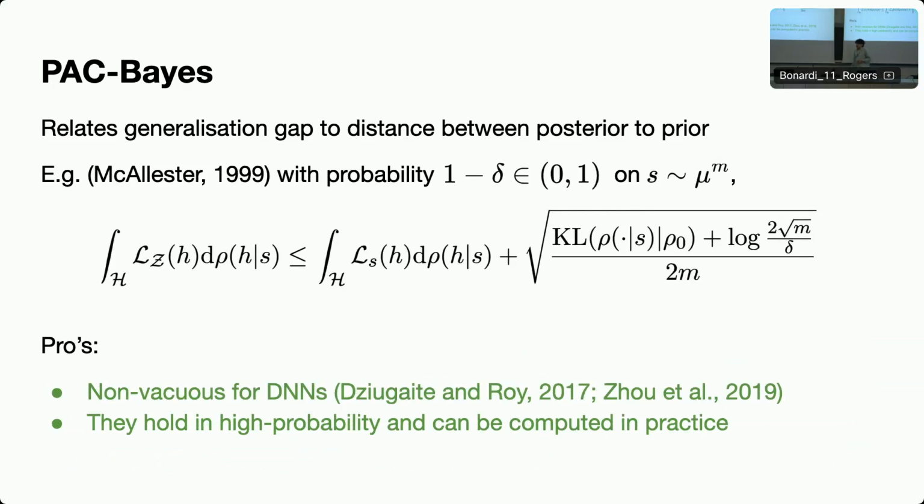Okay, so we're interested in developing some PAC-Bayesian bounds. So these are high probability bounds, or bounds that are high probability in the data set, that relate the generalization gap, the difference between the population and empirical risk, to the distance between posterior and prior. And people really like these. They're non-vacuous for deep neural networks, so that's very exciting. And they also hold in high probability and can often be computed in practice, which is not always the case for these bounds.